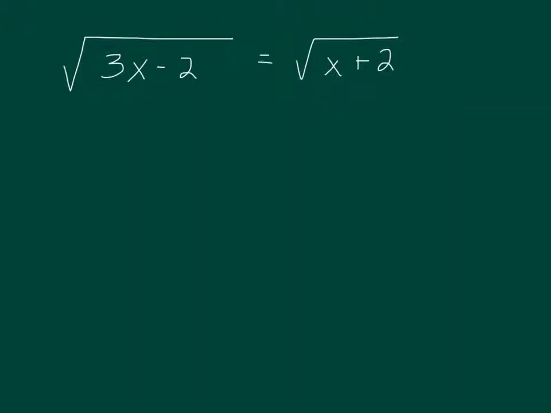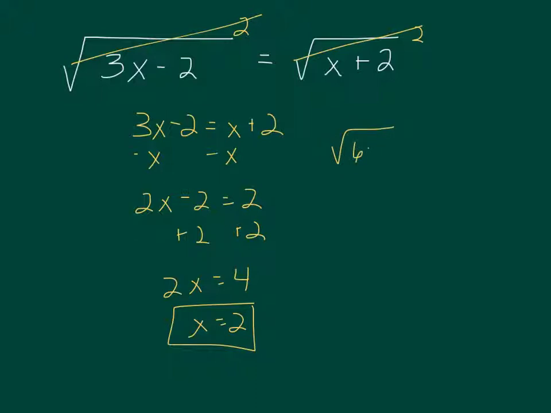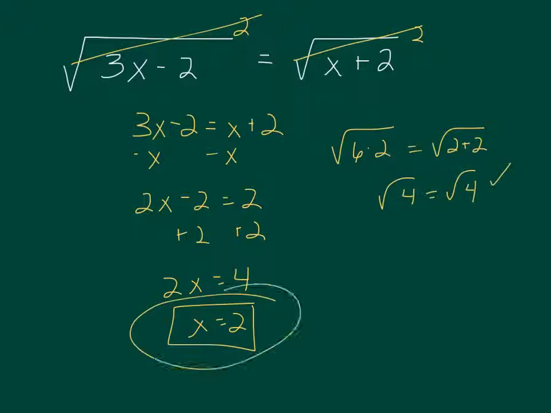Try this problem before you hit play again. Hit pause now. Now here's a better example than the previous one. When I square both sides, I'm left with 3x minus 2 equals x plus 2. I'm going to get my x's on the same side, so 2x minus 2 equals 2, add 2 to both sides, so 2x equals 4, so x equals 2. When I plug that back in, I get the square root of 6 minus 2 equals the square root of 2 plus 2. So I get the square root of 4 equals the square root of 4, which is good. So this solution makes sense and works.